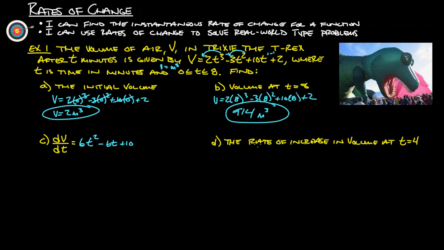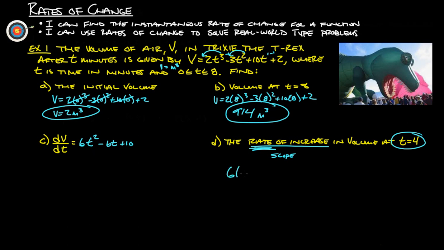So then part D says find the rate of increase in volume when t equals 4. So rate of increase, basically whenever you see the word rate, that means slope. Okay, so basically we're finding the slope of the tangent when t equals 4. When we hear slope of the tangent, we know that's derivative. So we're simply going to plug this t equals 4 in for these t's over here.